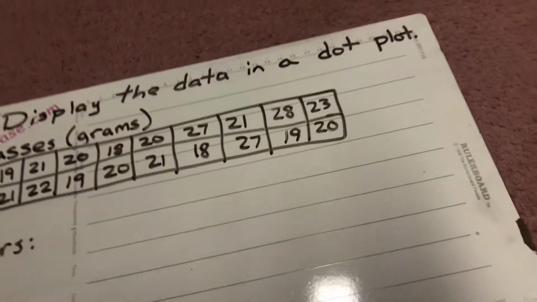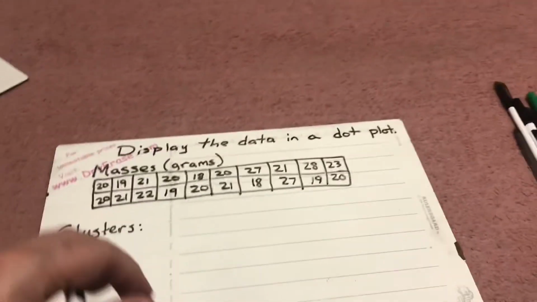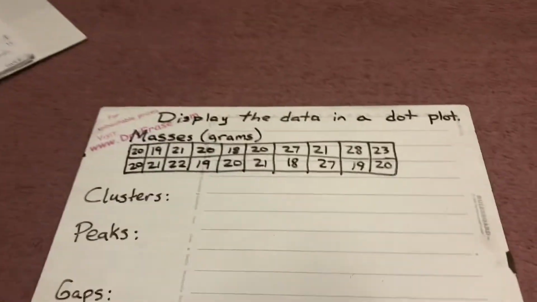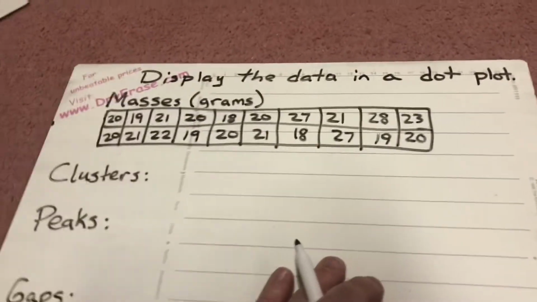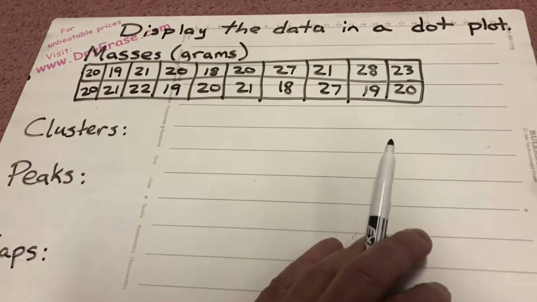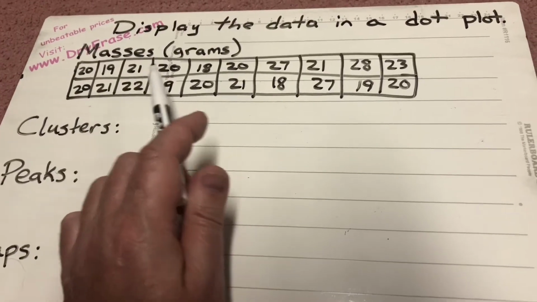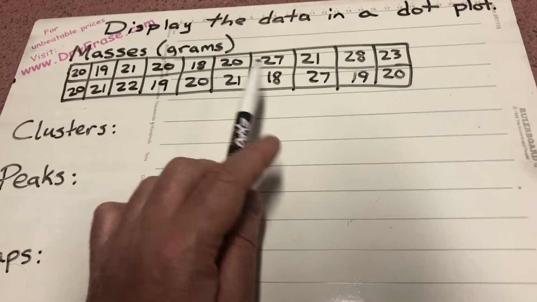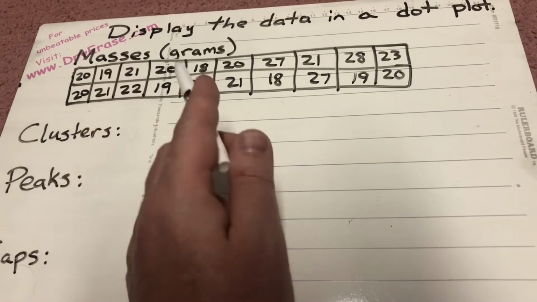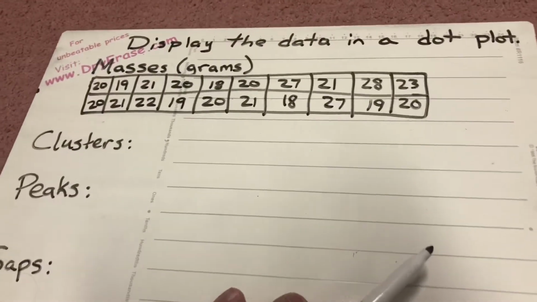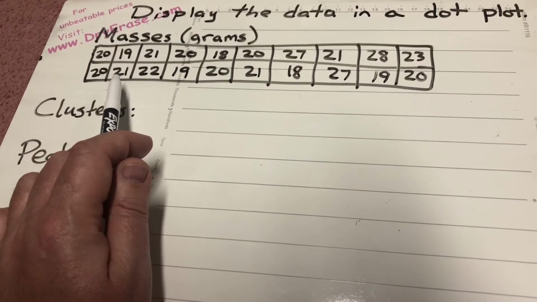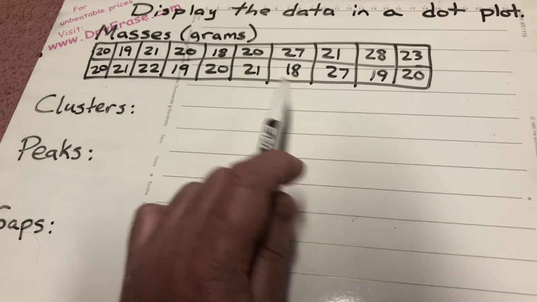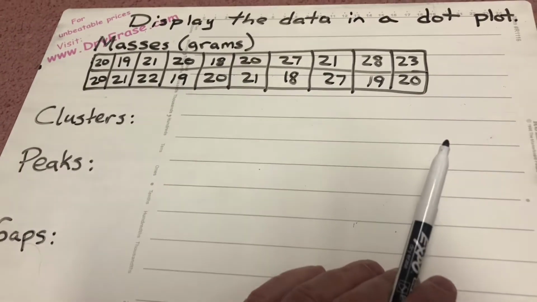All right, the third part is now we're actually taking information and we're actually going to create our own dot plot. Display the data in a dot plot. Masses in grams. So maybe we had some sort of animal here that was weighed, and each animal is represented here by a number of grams. This one was 20 grams, this one was 20 grams, you had some 21 grams, this one was 27 grams, this one was a little lower at 18 grams.